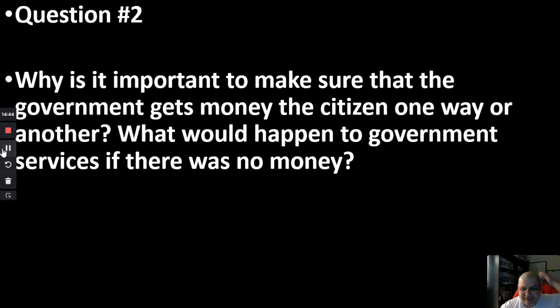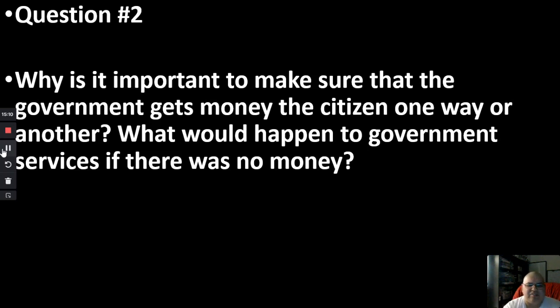Now, here's my question to you. Why is it important to make sure that the government gets money from citizens one way or another? They tax us, things like that, right? On a bag of chips, which says like 99 cents, it's never 99 cents. It's like $1.29, things like that. And they always add the taxes later. Why is it important that the government get taxes?